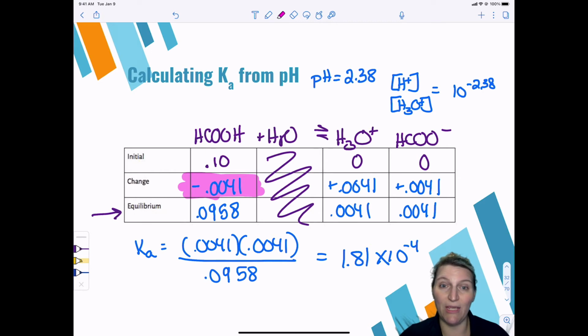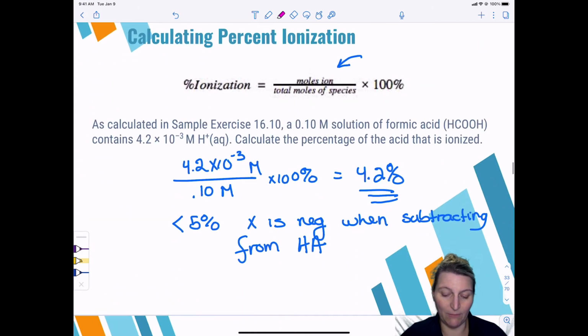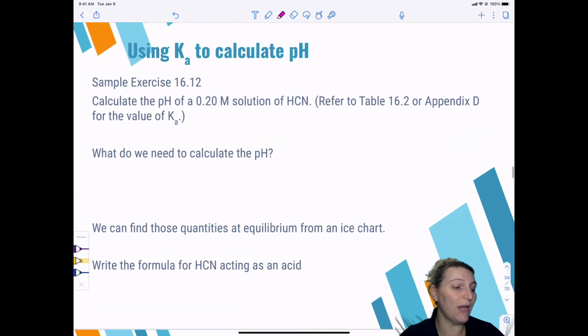So the AP test always assumes that in Ka, Kb, and Ksp, that is negligible. But Kc and Kp, it is often not negligible. So let's do an example here, and I'll show you what I mean by it being negligible.